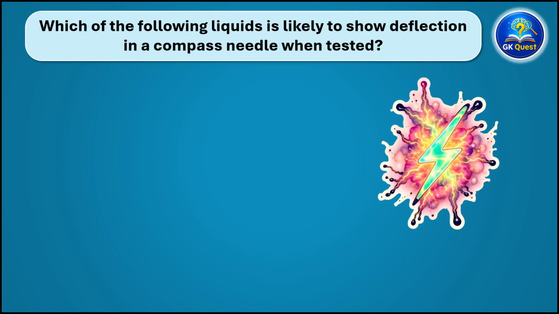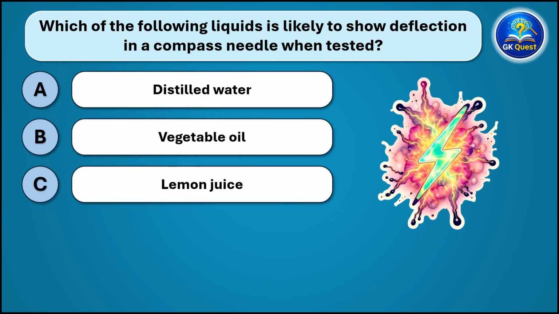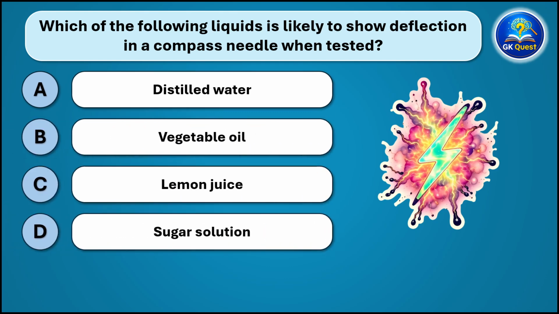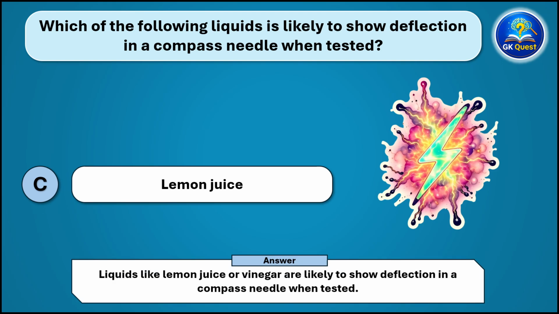Which of the following liquids is likely to show deflection in a compass needle when tested? And the correct answer is liquids like lemon juice or vinegar are likely to show deflection in a compass needle when tested.